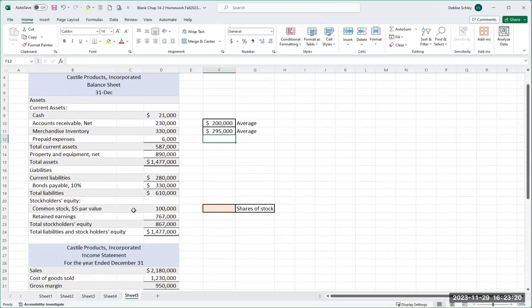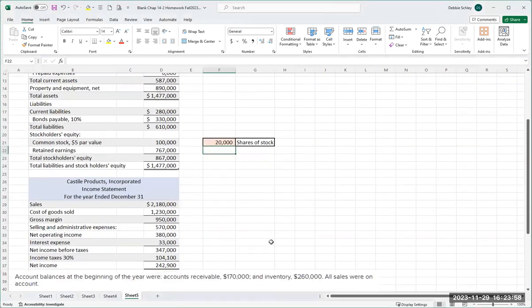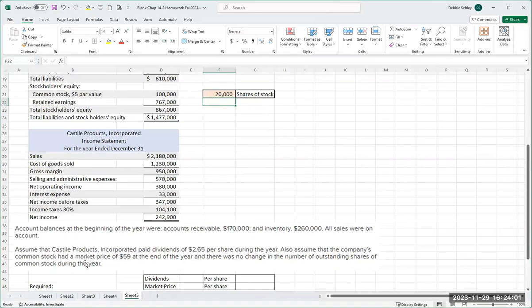Now this is a question because some of the calculations need the number of shares of stock, and nowhere here does it tell you that. The way you figure that out is the amount on the balance sheet for your common stock divided by the par value. For mine, it's $5, so I have 20,000 shares. That's how you figure out the number of shares: take the amount on the balance sheet divided by your par value. Okay, I believe that's all I need.